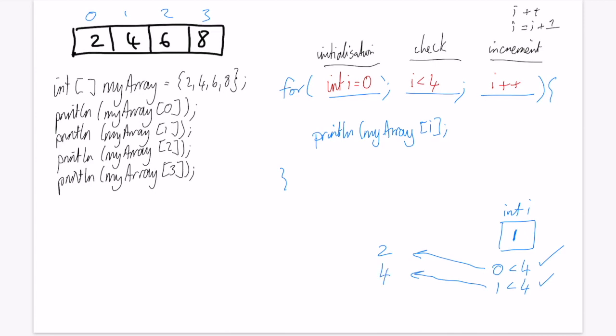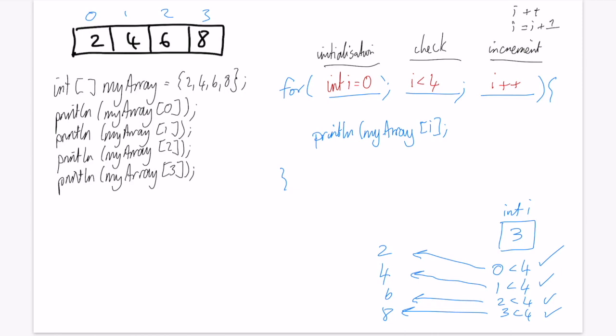And so I repeat this process. If we speed it up a little, an increase by 1 gets me to 2. Is 2 less than 4? Yes. Print out position 2, which is 6. Increase by 1 gives me 3. Is 3 less than 4? Yes. Give me position 3, which is 8.